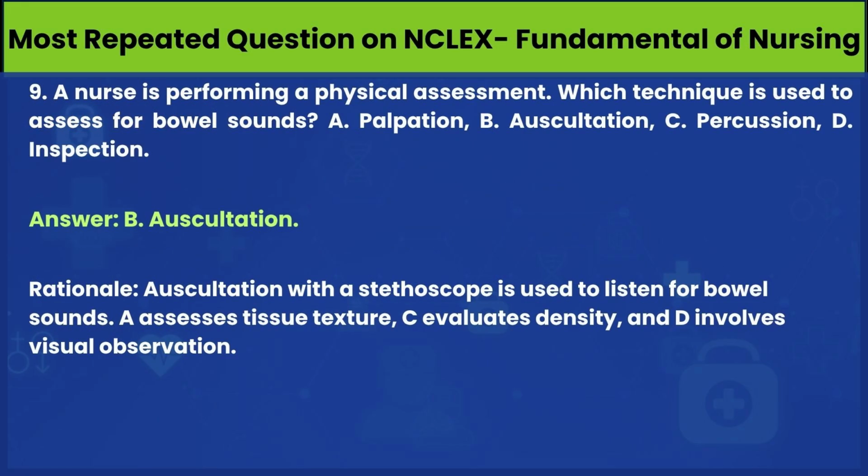Answer: B. Auscultation. Rationale: auscultation with a stethoscope is used to listen for bowel sounds. A. Assesses tissue texture. C. Evaluates density. And D. Involves visual observation.